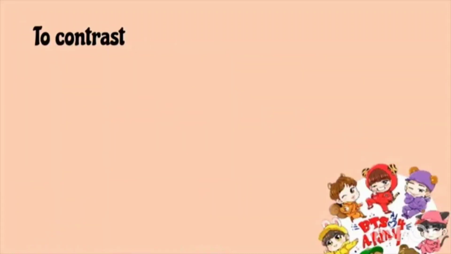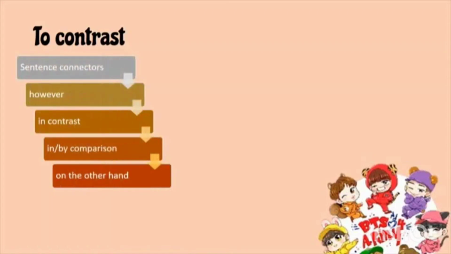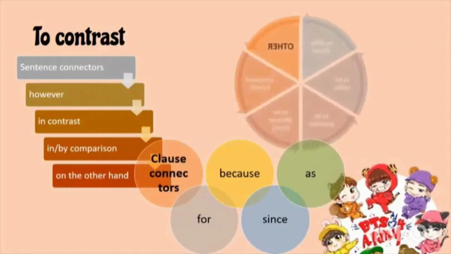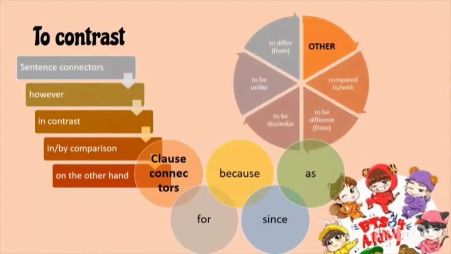To show contrast, here are the following connectors that we're going to use. However, in contrast, by comparison, on the other hand. Because, as, for, since. We also have to differ, to be unlike, to be dissimilar, to be different from, compared to, compared with.